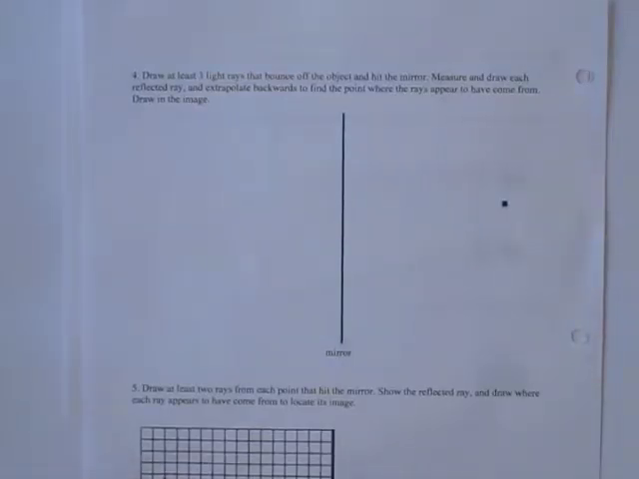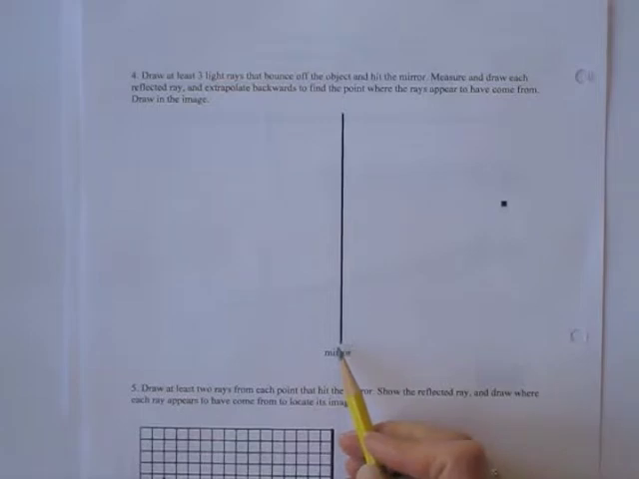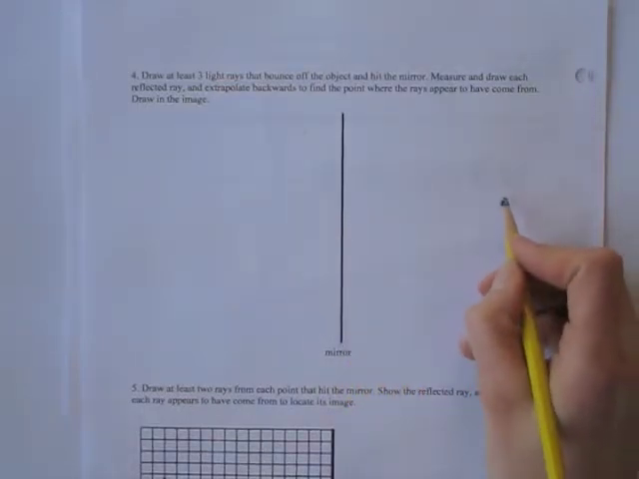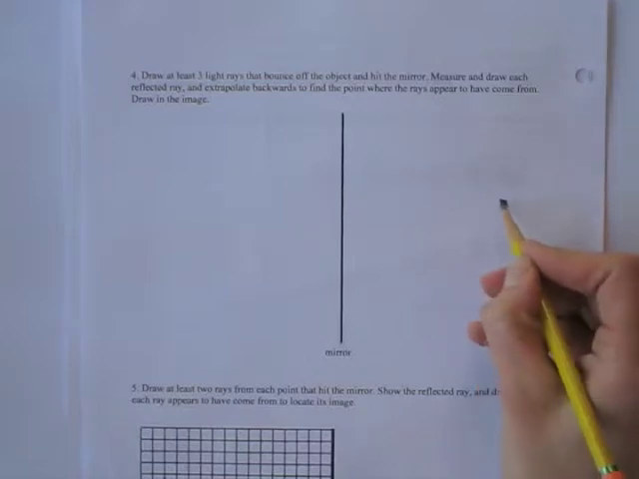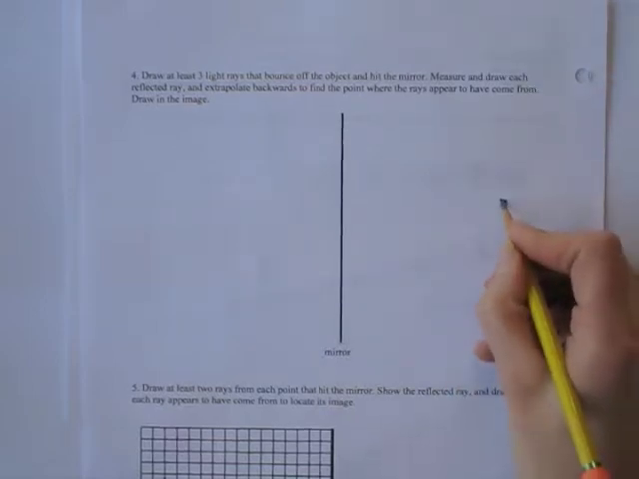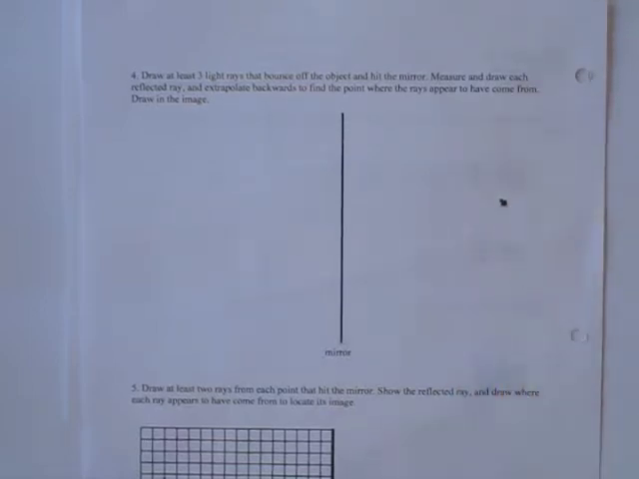Now on the back side, we're going to apply this idea. Draw at least 3 light rays that bounce off the object and hit the mirror. Measure and draw each reflected ray and extrapolate backwards to find the point where the rays appear to have come from. Draw in the image. So in this diagram, this line is the mirror, this is the object, and it's actually a large object, so I'm just going to pick the upper left-hand corner to draw my light rays from, and let's just make a small dot here instead of a square.